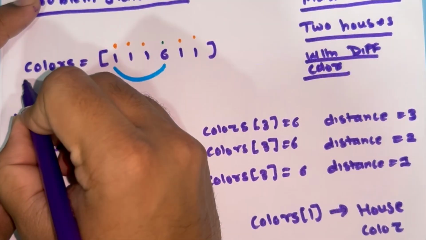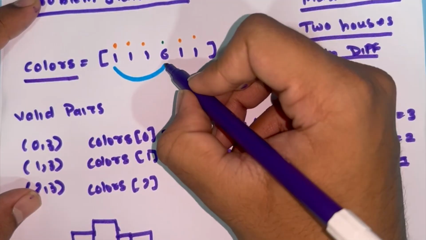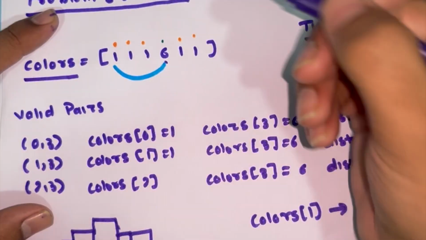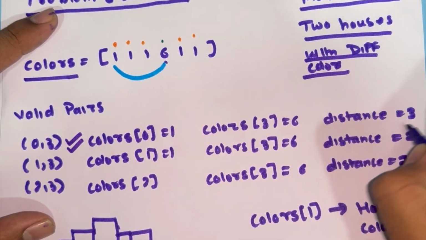If we go through this example, we can see there are a lot of houses with color 1 and the house with color 6. If we try to find the maximum distance between two houses having different colors, we will find this pair 0 and 3, and the distance will be 3.